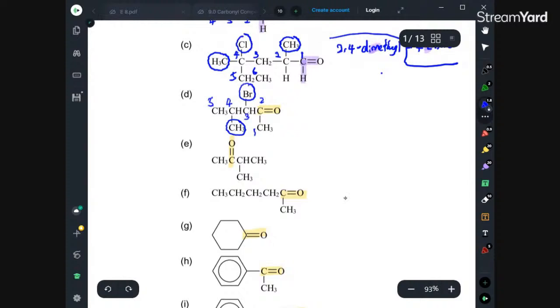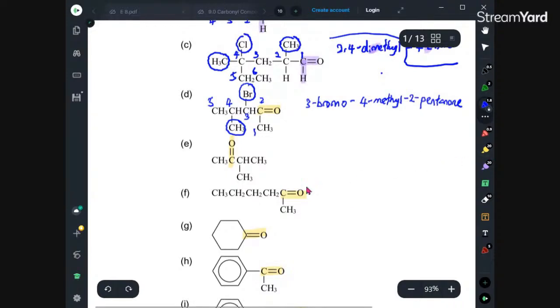So the name for compound D is 3-bromo, and then 4-methyl. Okay, the parent chain has 5 carbons, pentanone, and the functional group is at position number 2, so 2-pentanone.